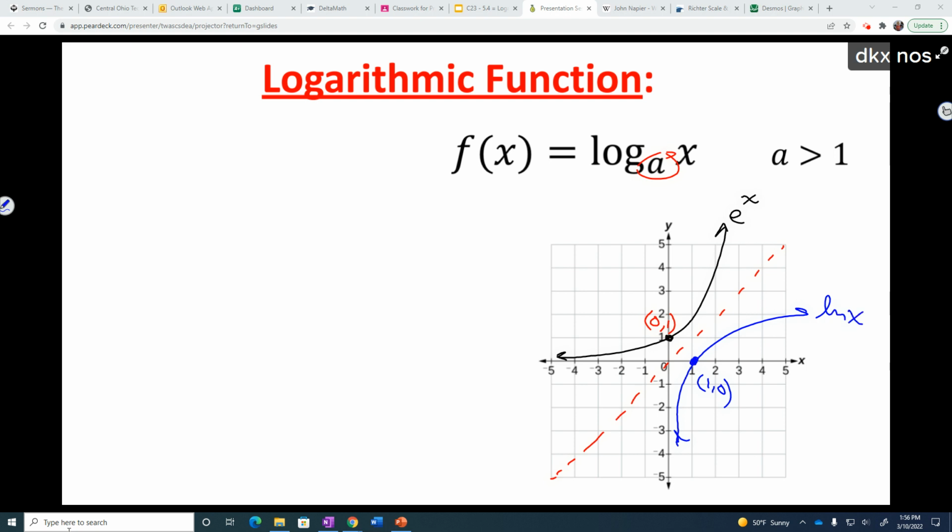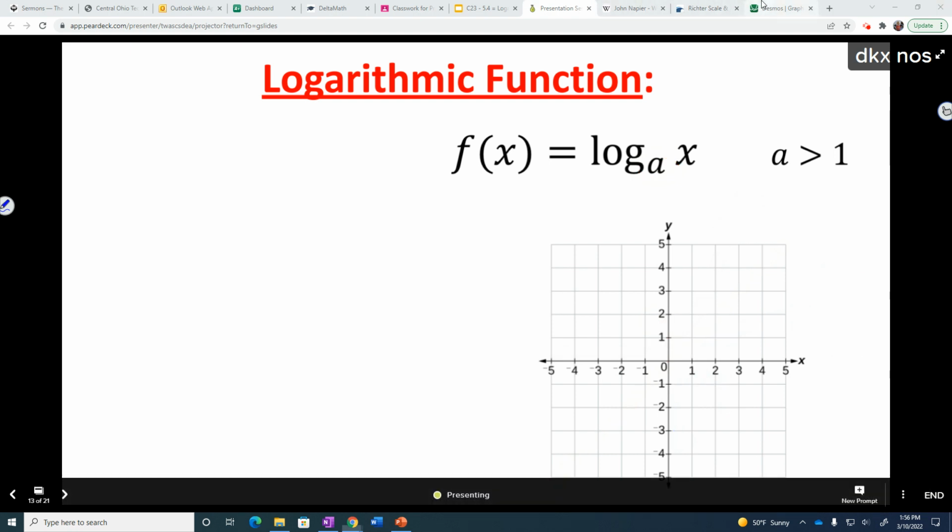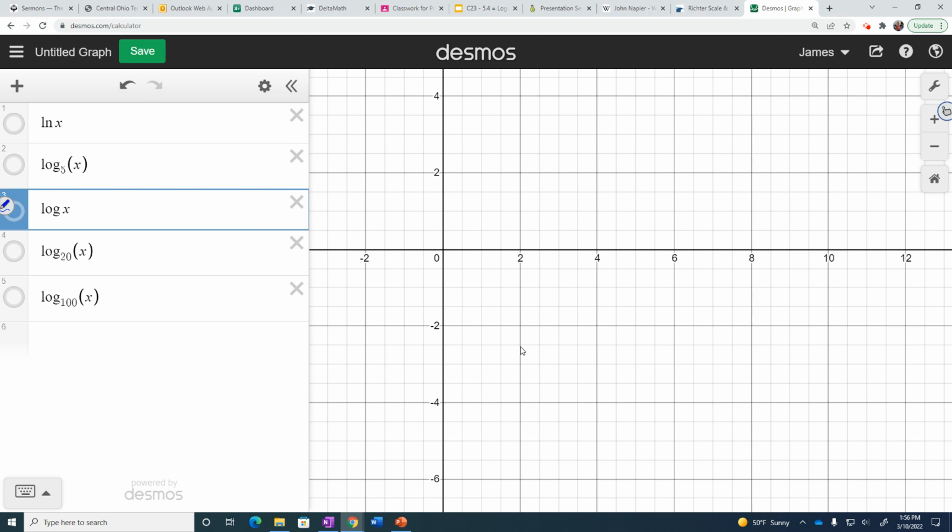It's going to be the same if you just do log x, or if you did log 3. They're not all the same, but they all cross at the same spot. I'll show you what the difference would be on Desmos. If we graph natural log of x, that's the same as log base e. Does anybody remember what e is as a number? 2.718, yep.